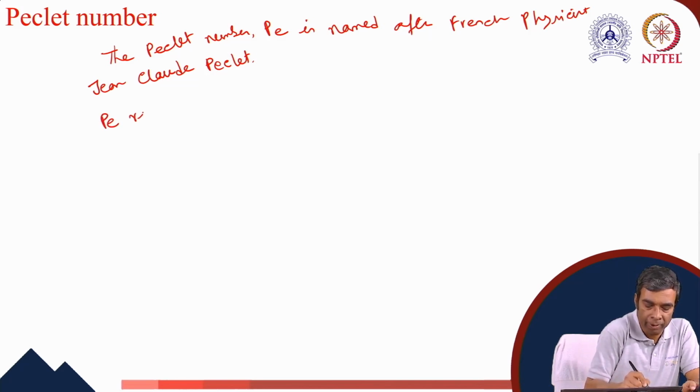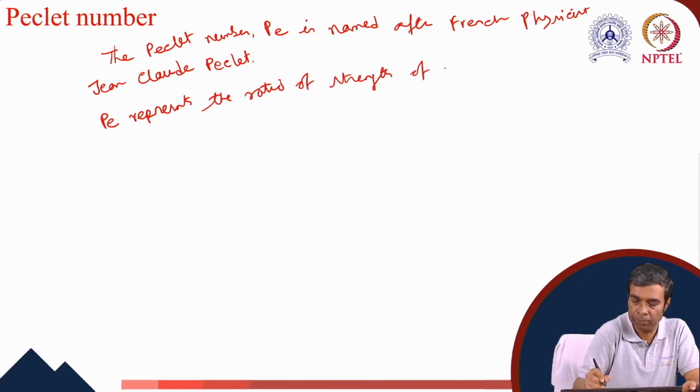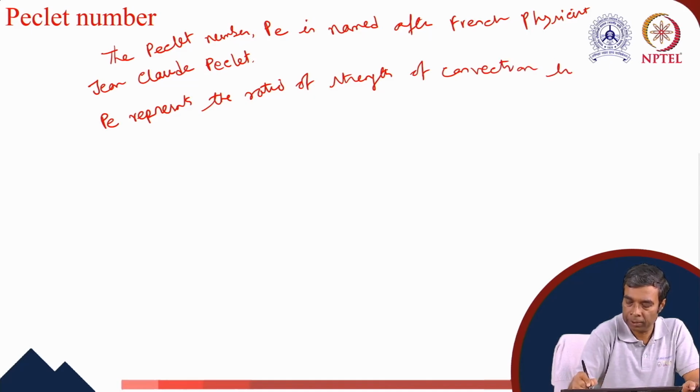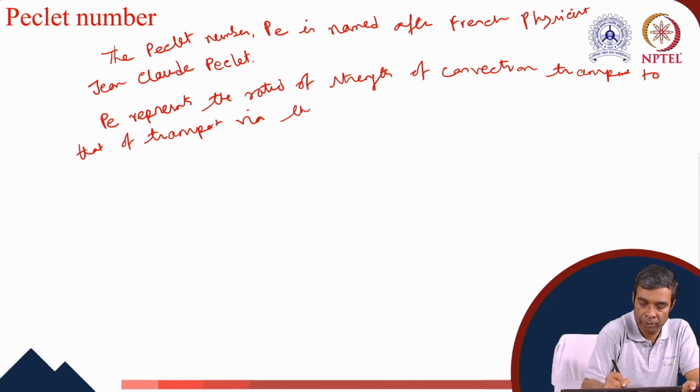Peclet number represents the ratio of strength of convection transport to that of transport via the diffusion mode.